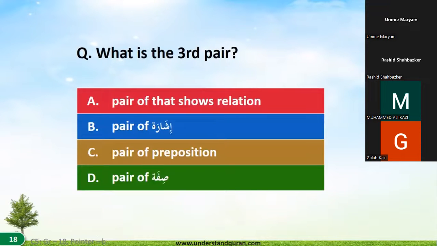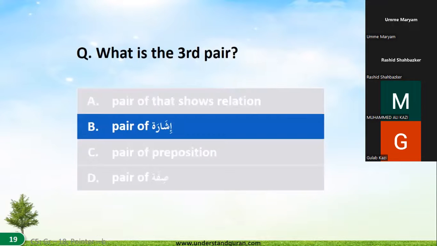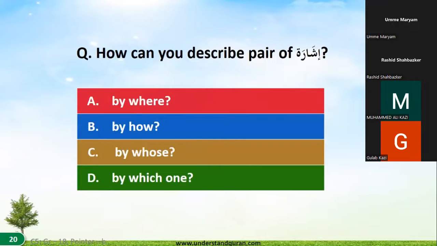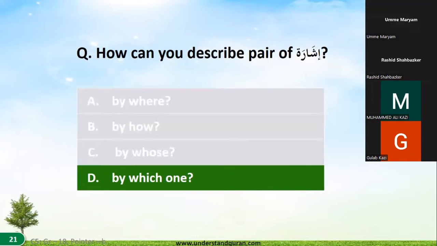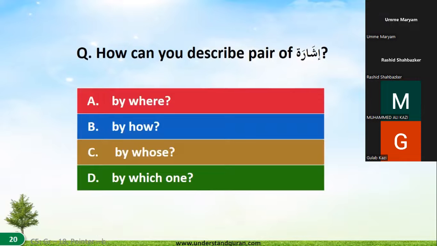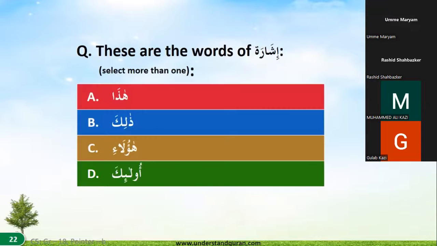What is the third pair which we are learning? The pair of ishara, not the pair that shows relation, the pair of preposition, or the pair of sifat. This is the indicator, the sign, signal. How can you describe the pair of ishara? By which one, right? This or that, which one. This is how we describe the ishara. Ishara, sh, and which also had that, so you can remember it that way.